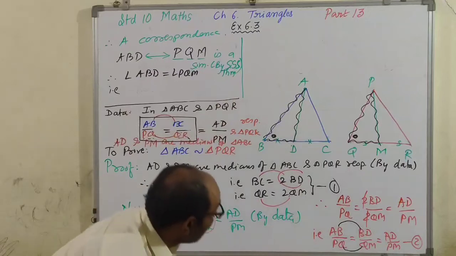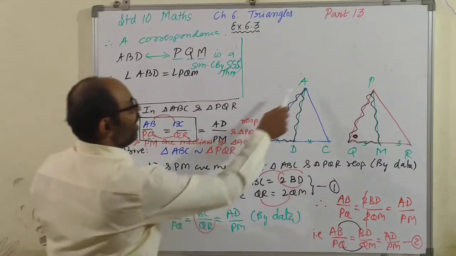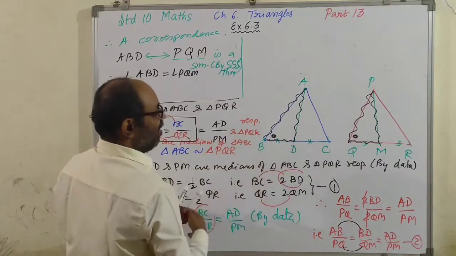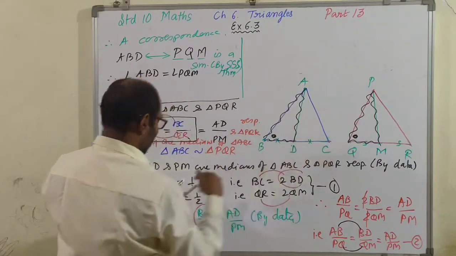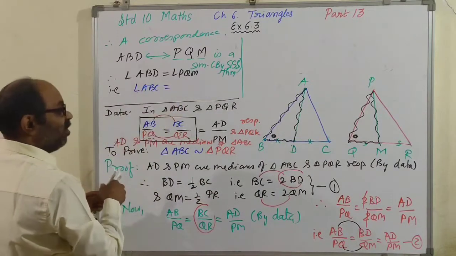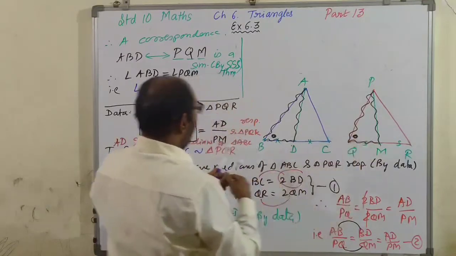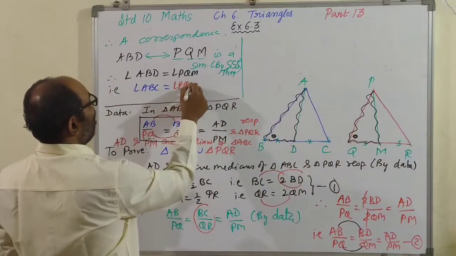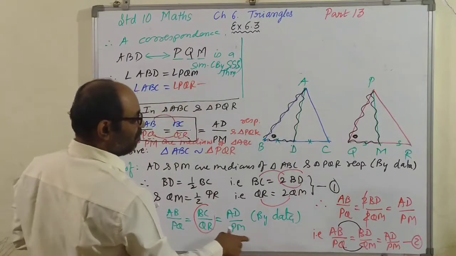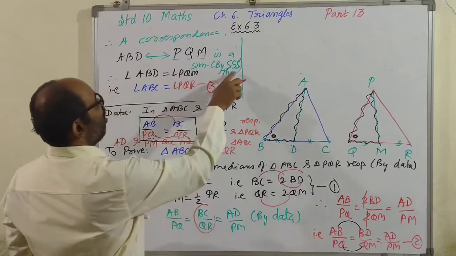I.e. Now I'm going to use blue and red. A, B, D. I can say A, B, C. Angle A, B, C is equal to, instead of P, Q, M, I can say P, Q, R. Angle P, Q, R. And this is result number 3. This is result number 3. Or SSS.